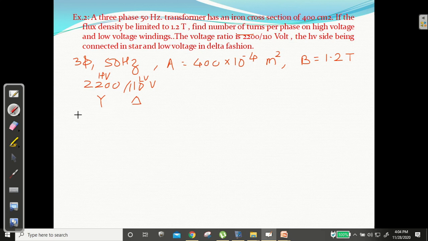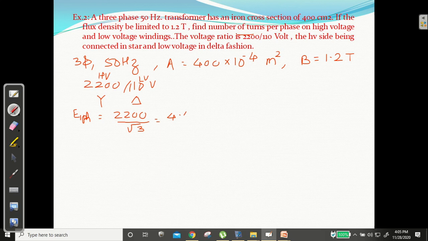On the high voltage side, the primary, what is the phase voltage E1? 2200 is the line voltage. Always in a three-phase circuit, anywhere in the world, the given voltage will be the line voltage. In star, the phase voltage is line voltage upon root 3, so 2200 upon root 3.